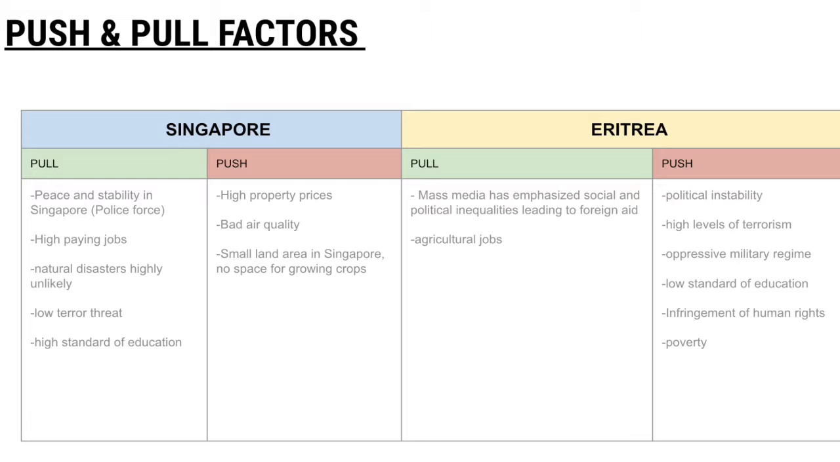In contrast, Eritrea has quite an unstable government, which is susceptible to terror threats. There are also many humanitarian issues such as an oppressive military regime and infringement of human rights within society. Eritrea is susceptible to droughts which cause lack of food and water within the region.